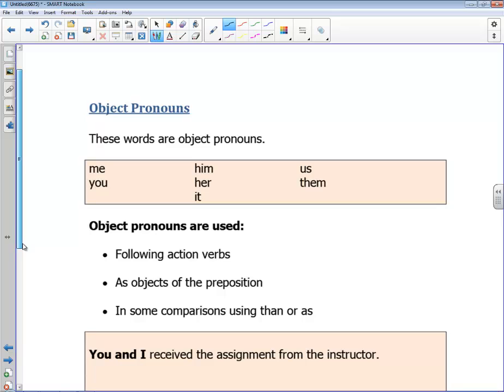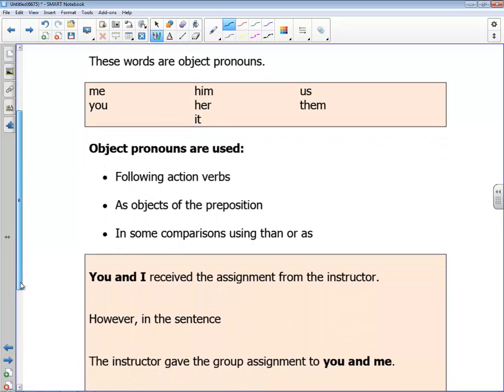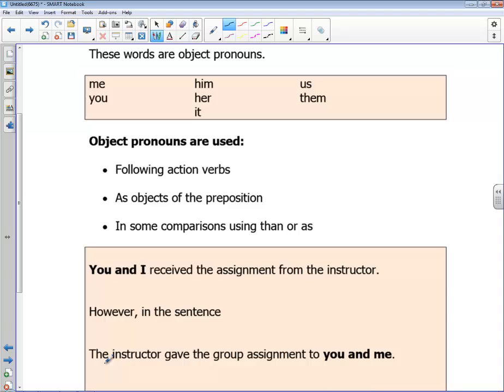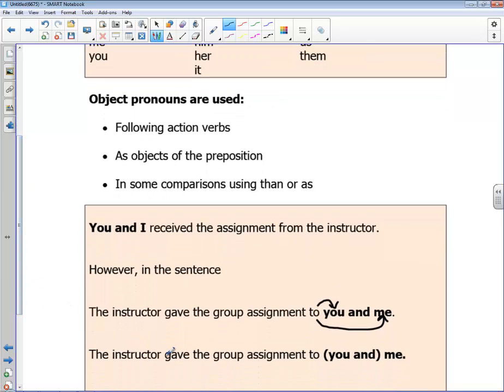So, you and I received the assignment from the instructor, but if you say the instructor gave you a group assignment, it would be to you and to me. It's easier to figure this out when you're writing by just repeating the two, to you and to me. The instructor gave the group assignment to you and me.